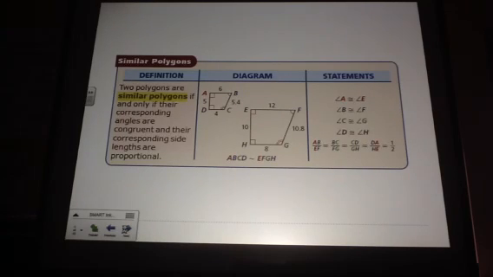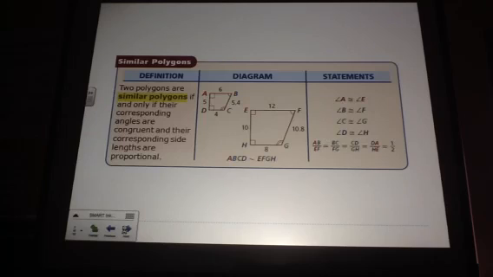Alright, our similar polygons theorem here. Our definition actually. Two polygons are similar polygons if and only if their corresponding angles are congruent and their corresponding side lengths are proportional. So if you notice, the corresponding angles, so we have angle A and E are congruent, angle B and F are congruent, angle C and G, and angle D and H. Corresponding angles are congruent.